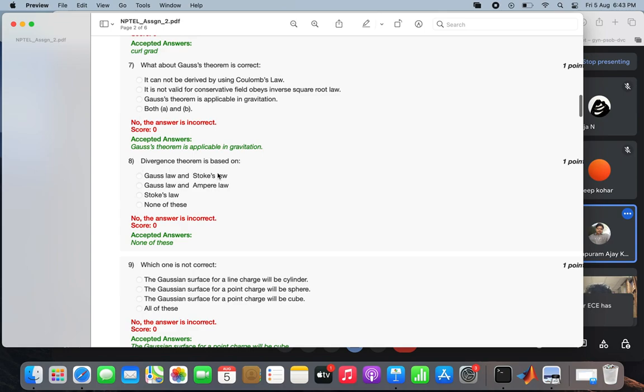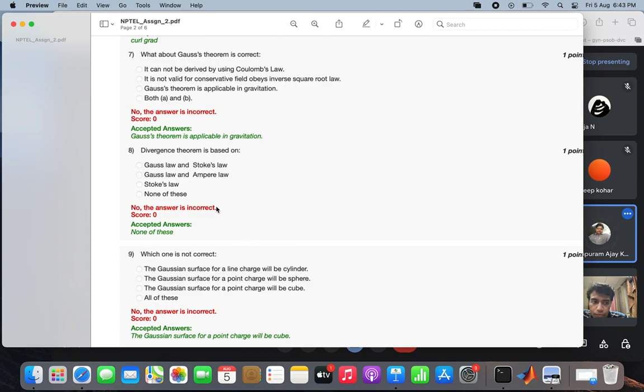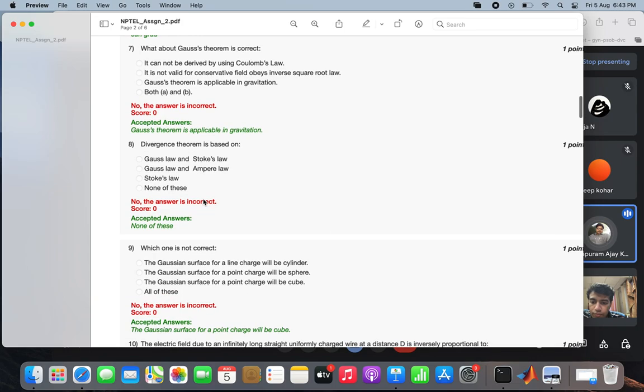Question number 8. Divergence theorem is based on which of the following? Divergence. Gauss's law can be applied with the divergence theorem. Stokes' theorem contains curl, sir. Yes, Stokes' law contains the curl of a vector. Ampere's circuital law also comes from Stokes' theorem basically.